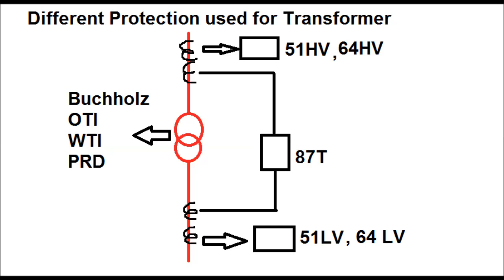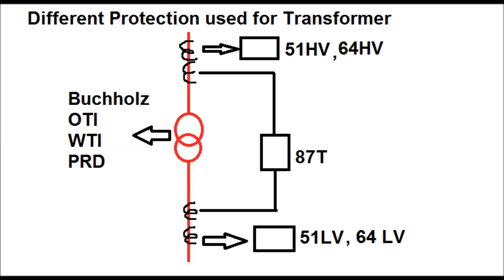Hello friends, today I will discuss different protections used for a transformer. The differential relay used for a transformer has been shown in this diagram. In the transformer there exist HV side winding and LV side winding. On the HV side there exist CTs. From the CT secondaries the relays are connected for both the HV and LV side.